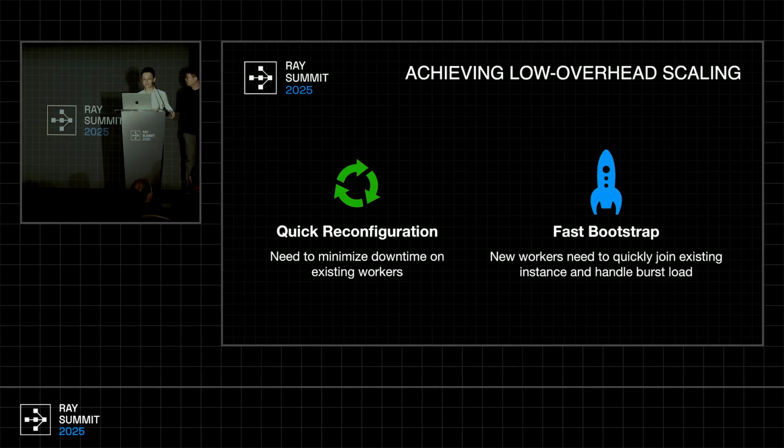To achieve practical scaling that is really useful in practice, we need to minimize the overhead from 2 perspectives. The first one is we want to minimize the downtime of existing workers. We want them to continue serving in-flight requests with negligible disruption. Otherwise, we have no benefit compared to restarting the whole instance from scratch. And the second part is that we want the new workers to quickly complete boot up and join the existing inference group as soon as possible so they can handle bursty load.